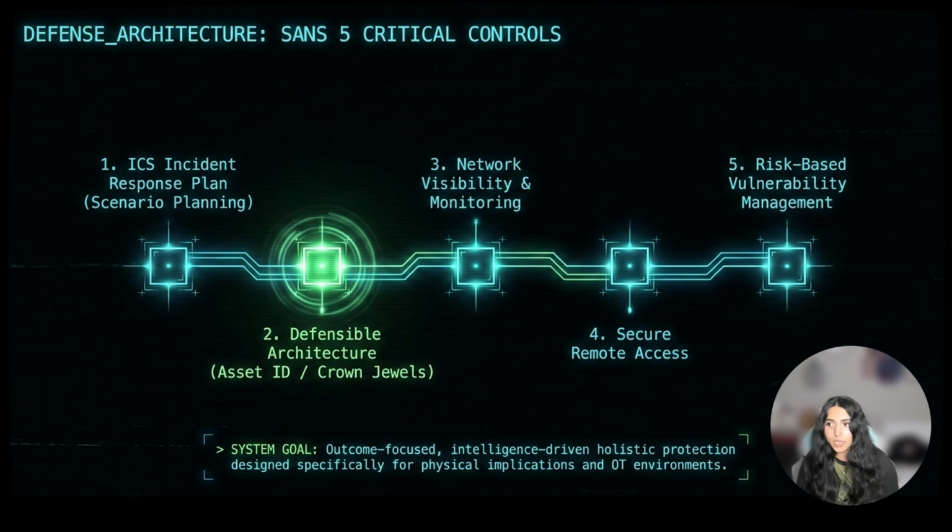And here's why we adopt the SANS ICS five critical controls, which include incident response plan, defensible architecture, network visibility and monitoring, secure remote access, and risk-based vulnerability management. And the system goal is outcome-focused, intelligence-driven, holistic protection designed specifically for physical implications and OT environments.